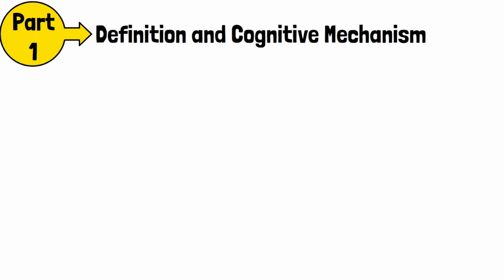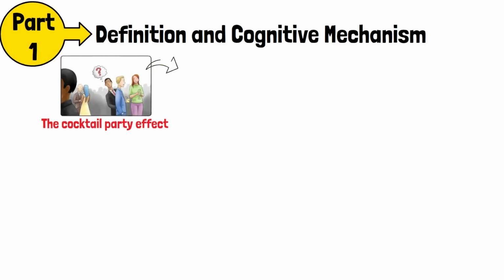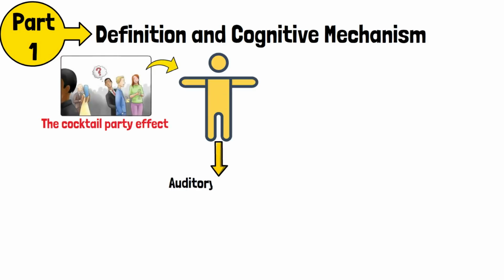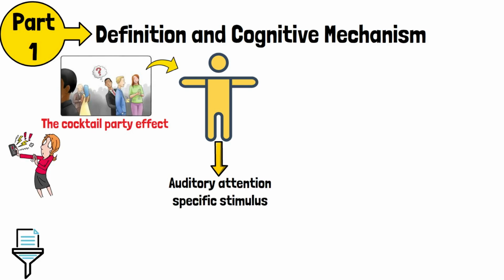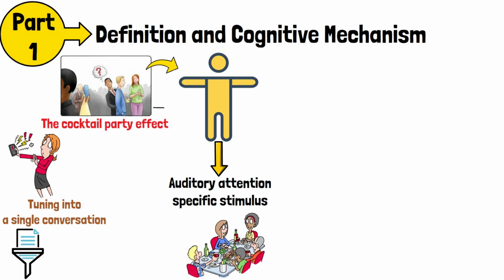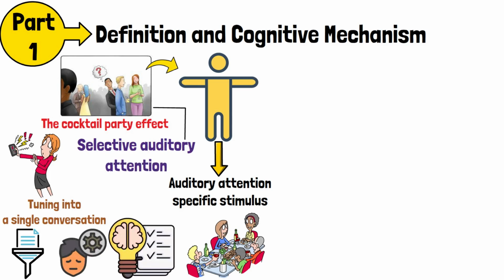The cocktail party effect explained. Part 1. Definition and cognitive mechanism. The cocktail party effect is a phenomenon where an individual can focus auditory attention on a specific stimulus while filtering out a range of other noises, much like tuning into a single conversation at a noisy party. This effect demonstrates selective auditory attention, a critical component of human cognition.